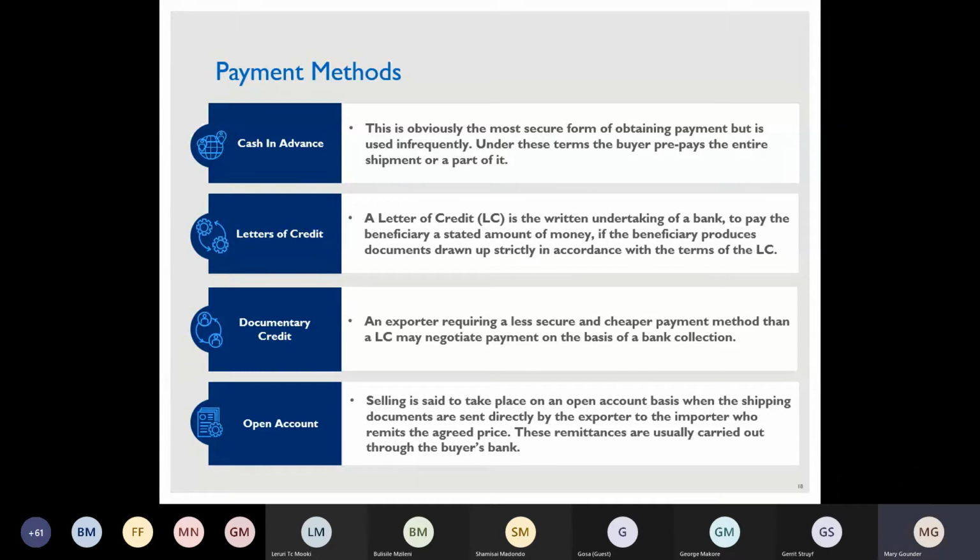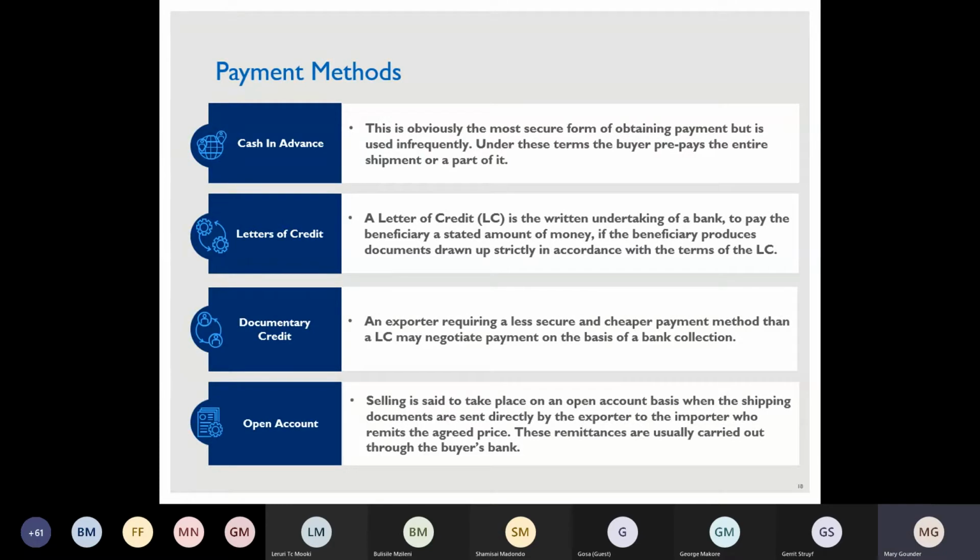The documentary credit is similar to an LC. The only difference is my bank does not say that they will make the payment. So they will not take the payment from me in advance. They'll just pass on the documents to me and then the payment happens. So there is a lot more risk with documentary credit.